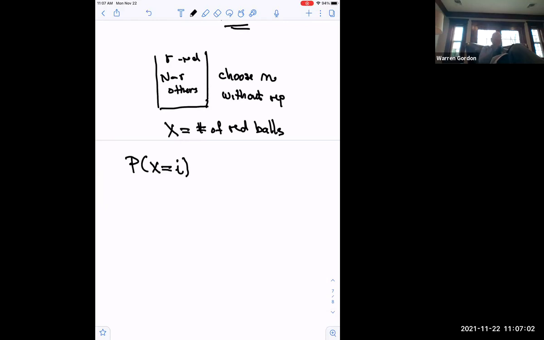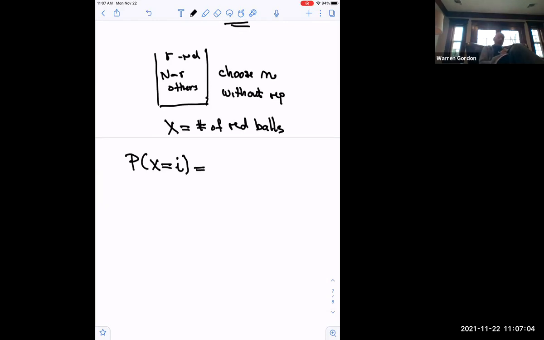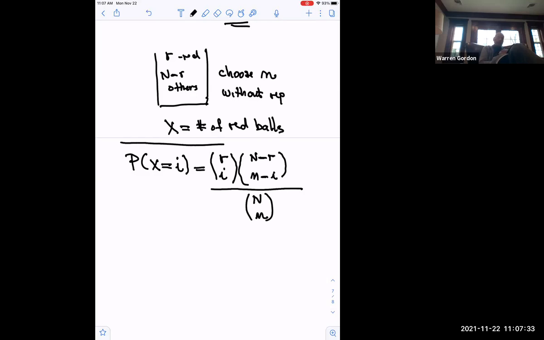Well, there's nothing new here. If x is i, it means from the red balls, I'm going to choose i. From the remaining balls, I choose the remaining balls, n minus i, over the total number of balls, I can choose n from N. We've done this problem many times before. There's nothing new here.